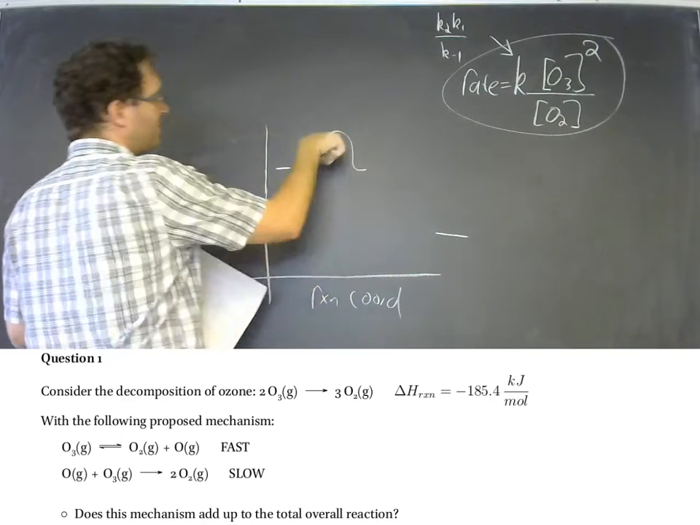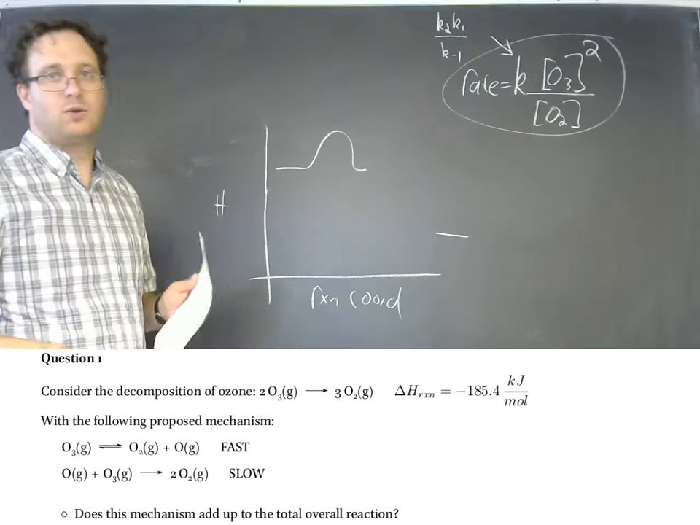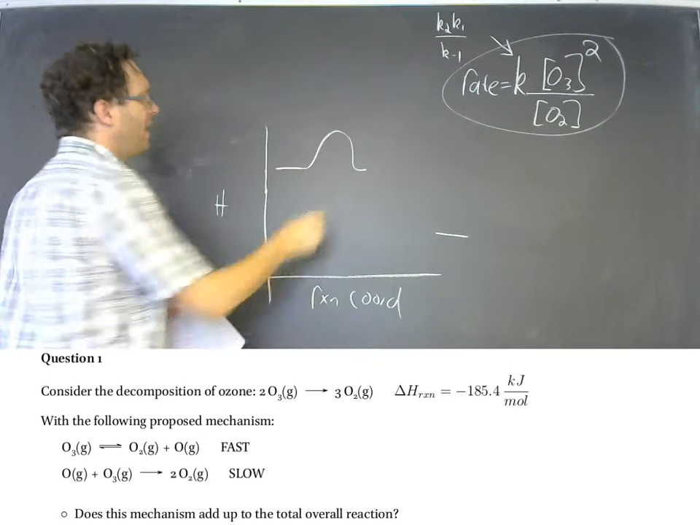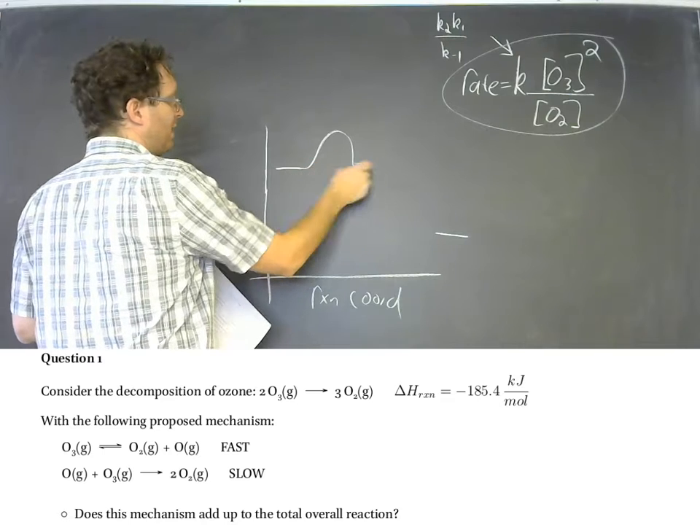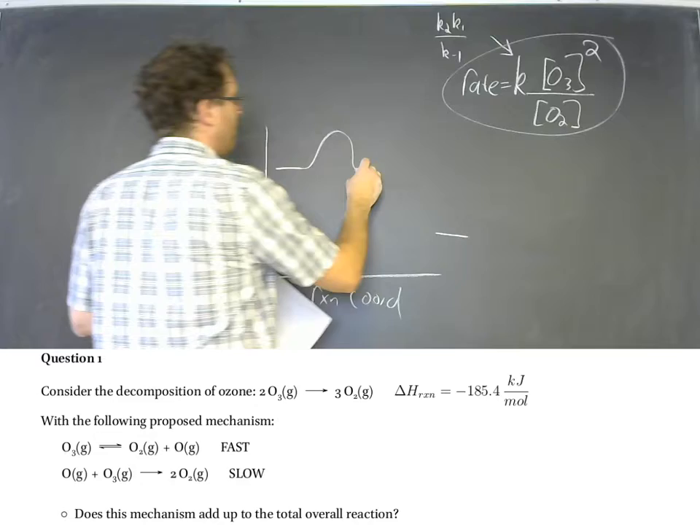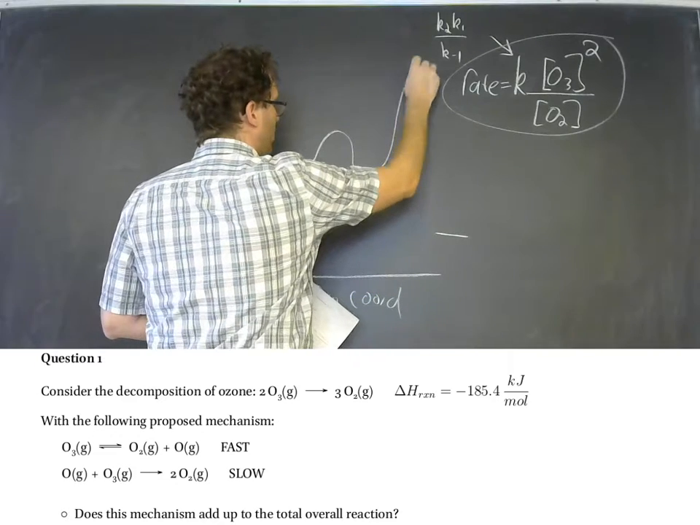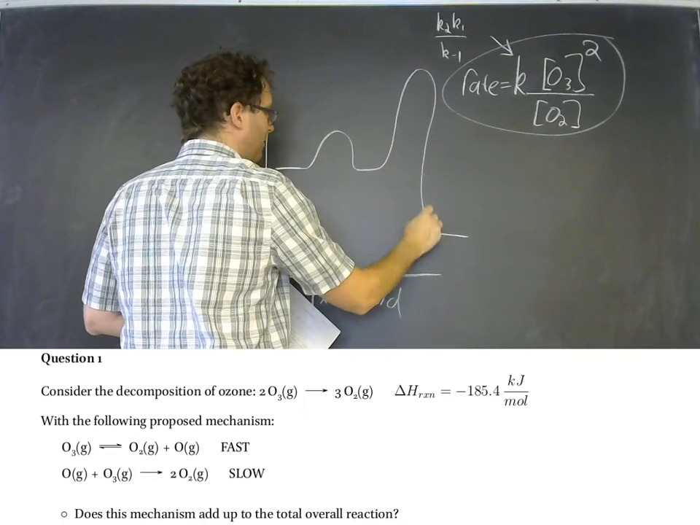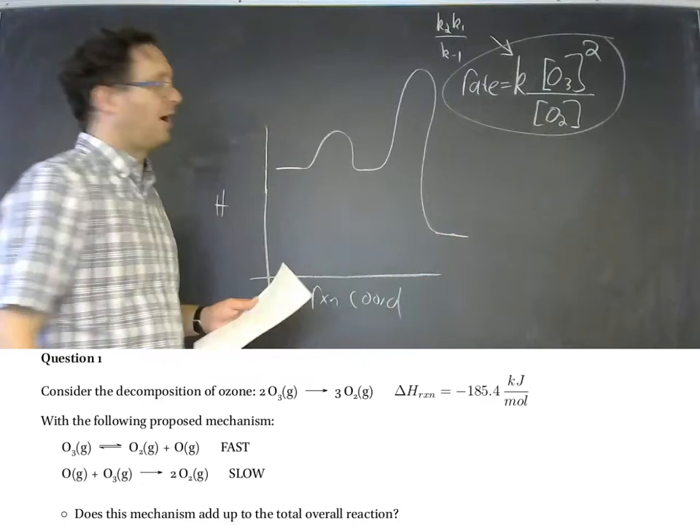It's fast, so it's a relatively low activation energy barrier. And because it's equilibrium, I'll make sure that the intermediates are relatively close to one another. And the second step is slow, so I'll give it a larger activation energy barrier down to the products.